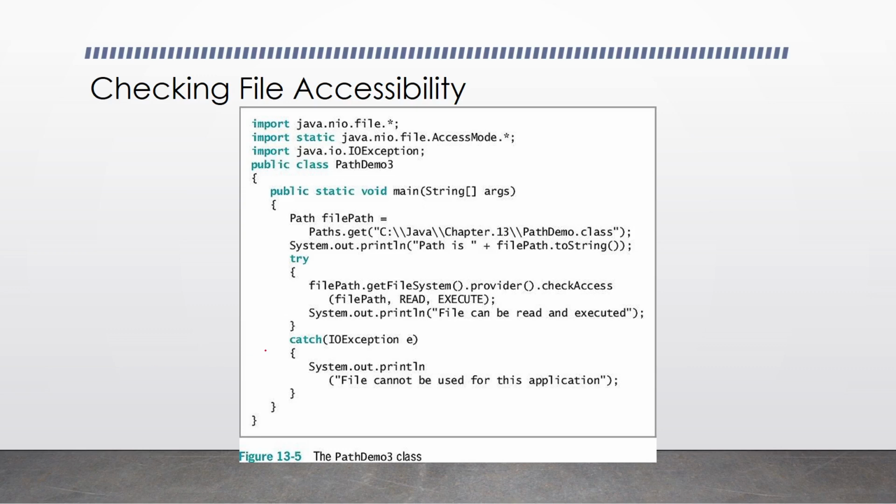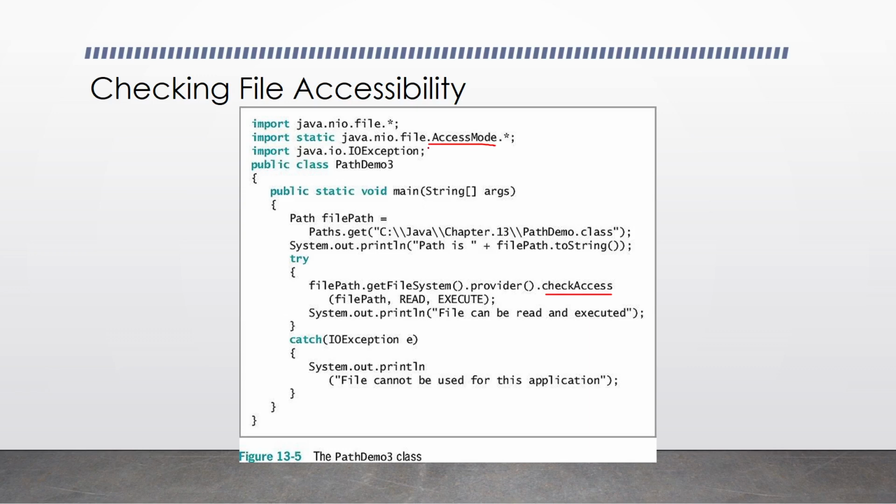Now checking the file accessibility. Okay, we need to verify that the file exists and that the program can access it as needed. So we can use the checkAccess method with which the import statement, okay, will be needed. Okay, just to allow us to access constants that can be used as arguments to the method.